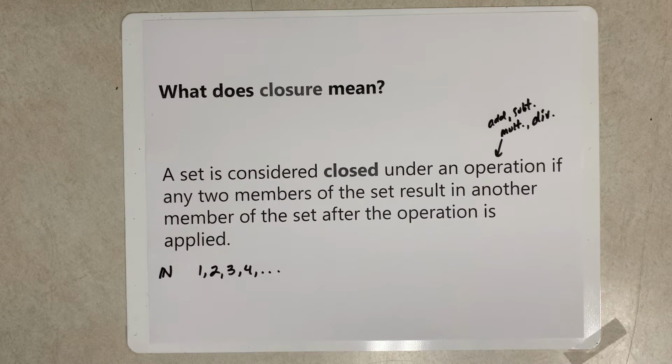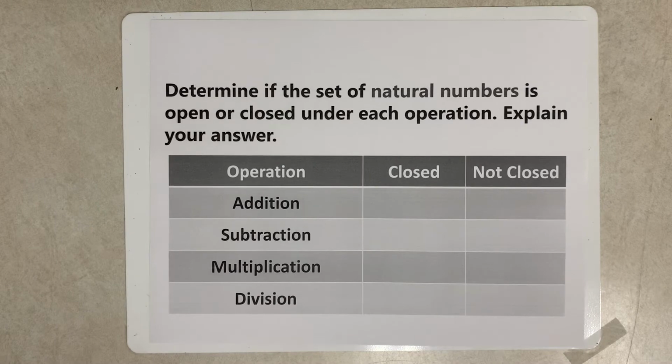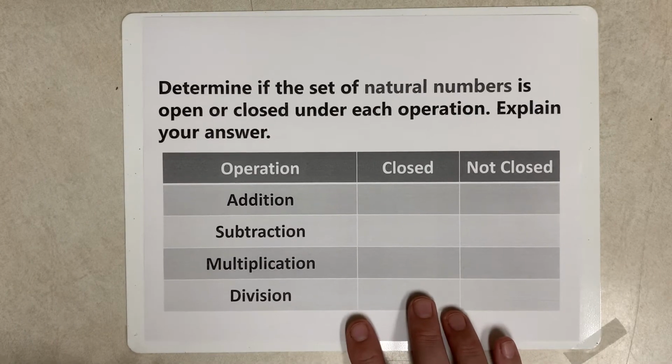So what we're going to have to do is take each of these sets and figure out if they're closed or not closed under some of these different operations. So that's just one example of what we're about to do. So closure is another end of course type of topic that they like to ask. Okay, so that's what closure means. Now, let's take a look at these. Determine if the set of natural numbers is open or closed under each operation.